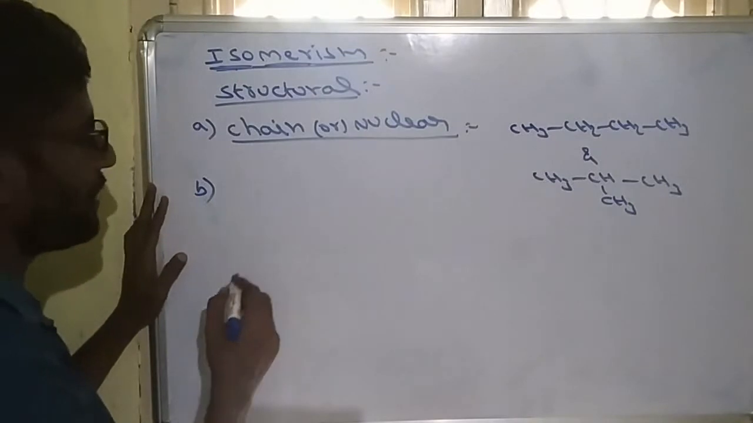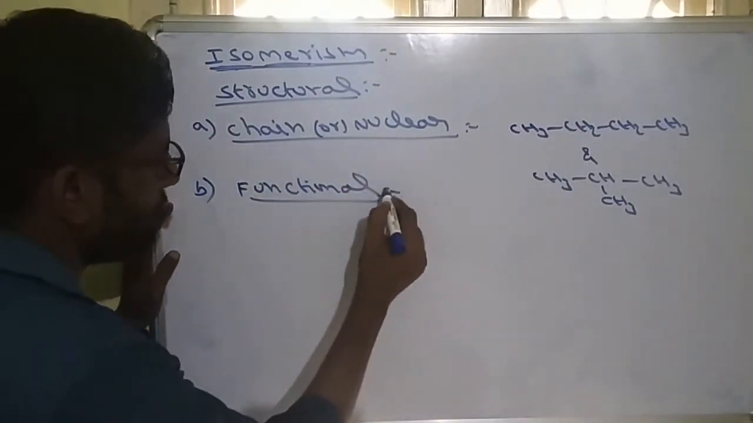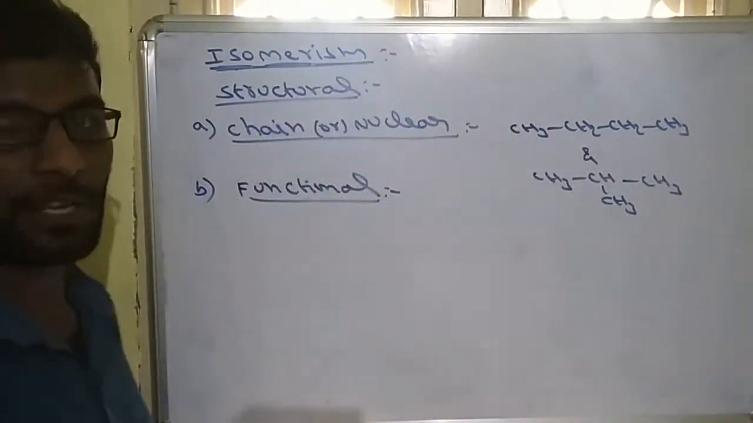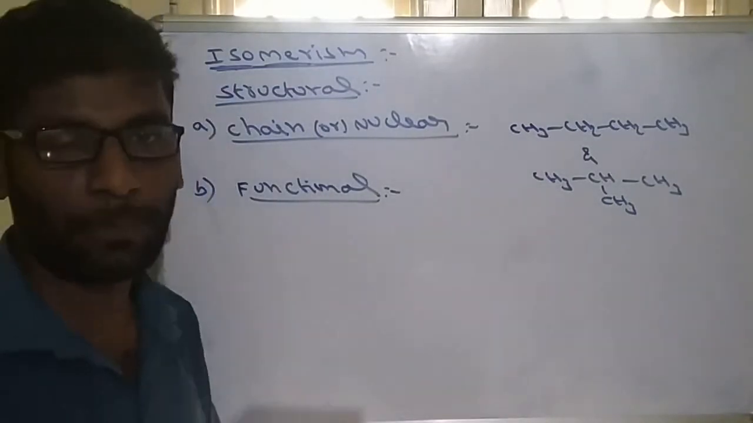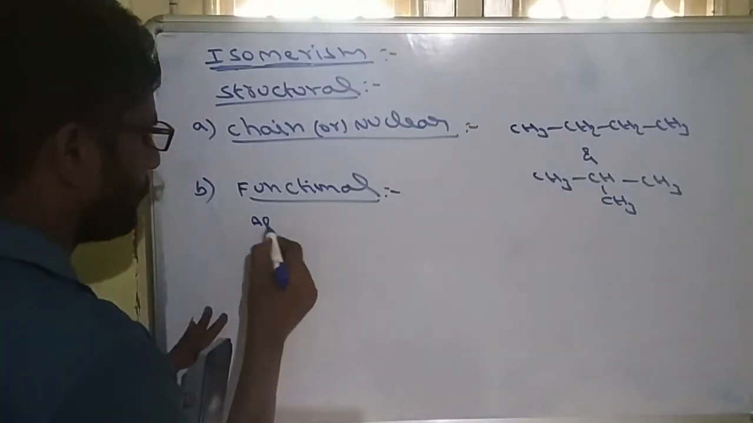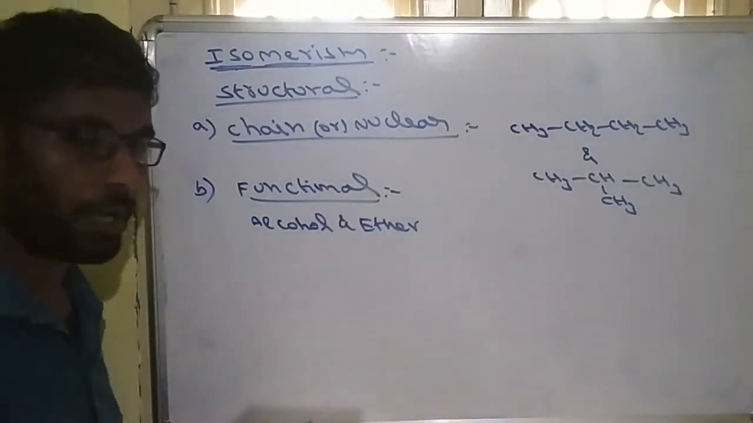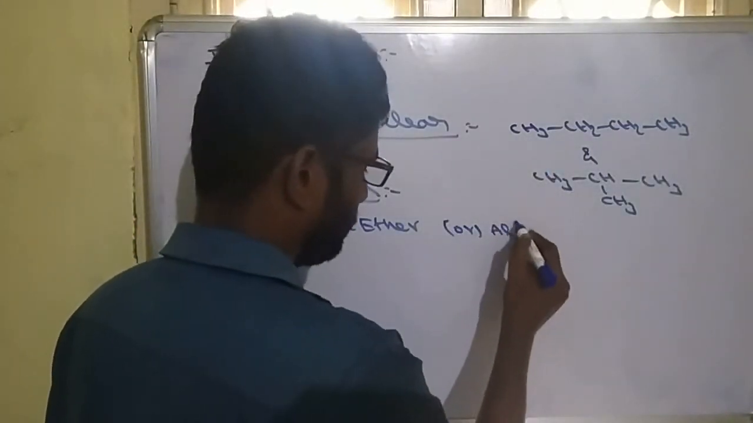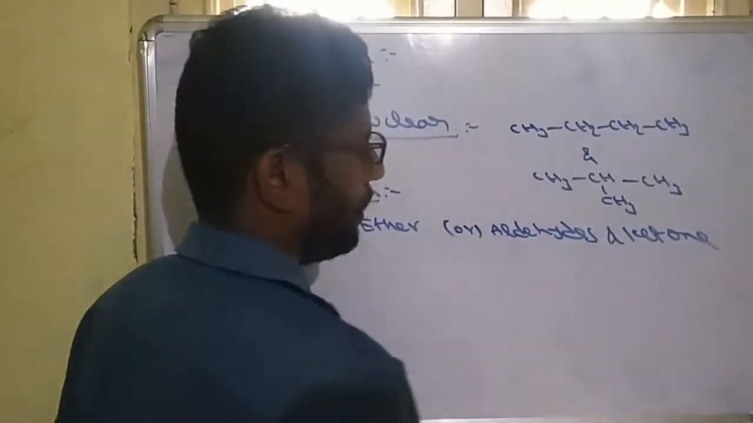Similarly, the second one is functional isomerism. What does functional isomerism mean? Chain means the carbon chain length is different. Functional isomerism means the functional group is different. The formula will be the same, but the functional group is different. Those are called functional isomers. For example, alcohols and ethers are functional isomers, or aldehydes and ketones are functional isomers.